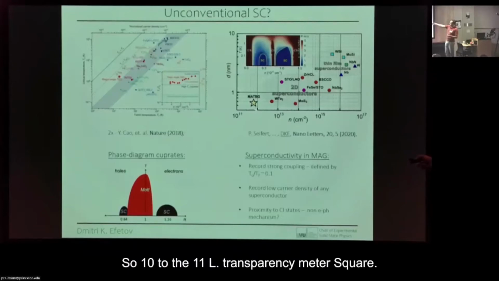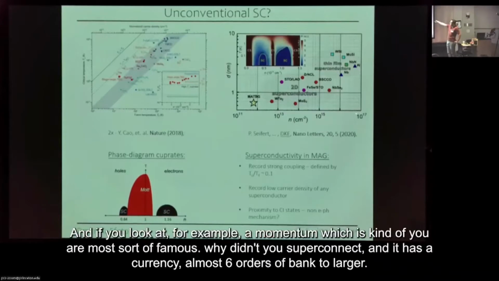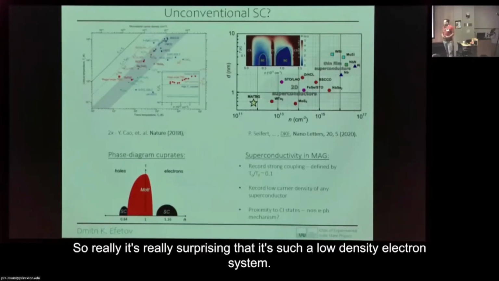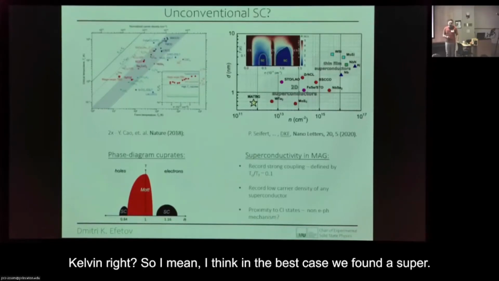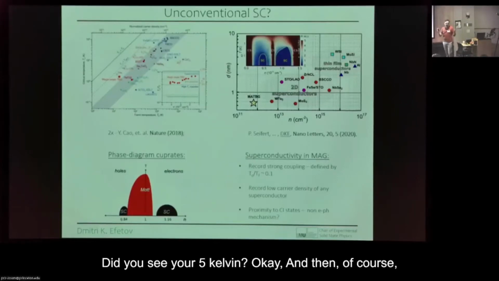It has a carrier density on the order of 10 to the 11 electrons per centimeter squared. If you look at, for example, aluminum, which is kind of our most famous, widely used superconductor, it has a carrier density almost 6 orders of magnitude larger. So it's really surprising that in such a low density electron system, one can still get a sizable TC of 1 to 5 Kelvin. I think in the best case, we found a superconductor TC of 5 Kelvin.